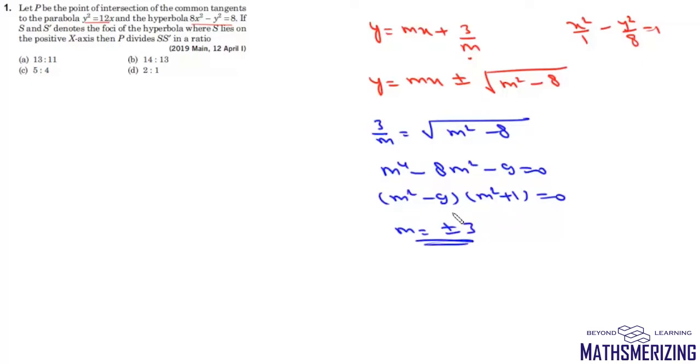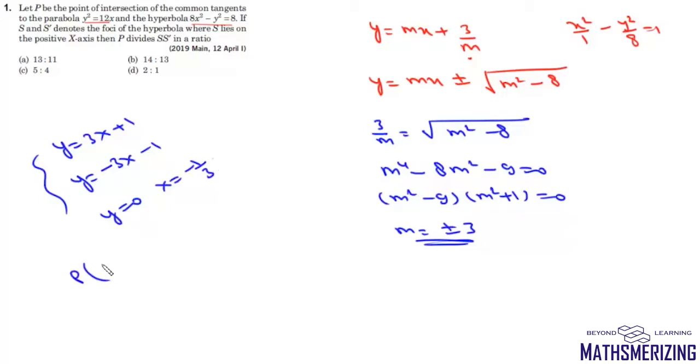Now we'll put the value of m as 3. We'll get this equation as y equals 3x plus 1. And if we put m as minus 3, we'll get this equation as y equals minus 3x minus 1. Now we'll need to find their point of intersection. Now we'll add them. We'll get y equals 0. And if we put y equals 0, we'll get x as minus 1 by 3. So this point P will be minus 1 by 3 comma 0.